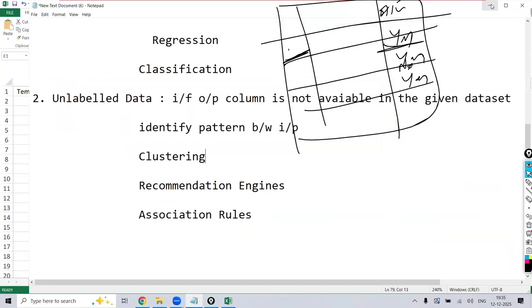Separate these people. We'll play the game later. Right? That is only business. Identifying the person's interest and playing the game with that interest only is called as business. Right? Similarly, recommendation engines. Recommendation engines also same.